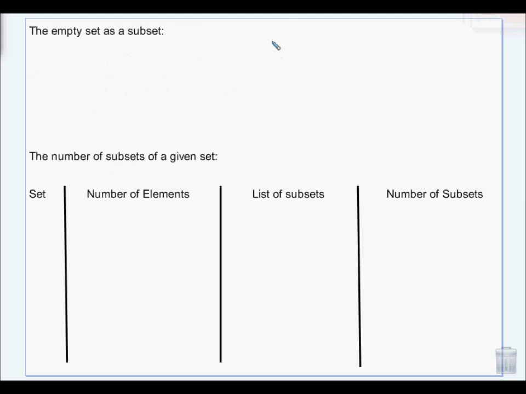All right, so when we talk about the empty set, nothingness is a subset of everything, right? Because if you have everything, there's also nothing kind of in the spaces in between, I guess. So the empty set is a subset of all sets.